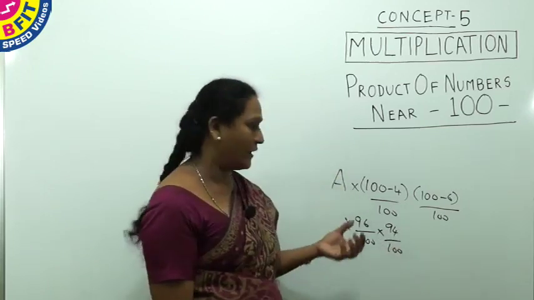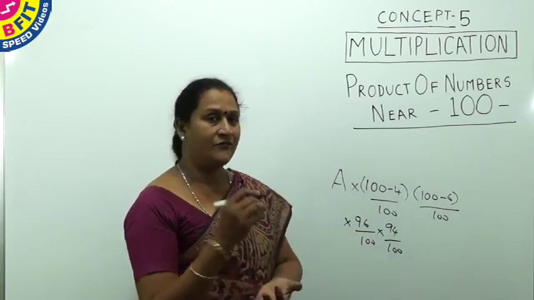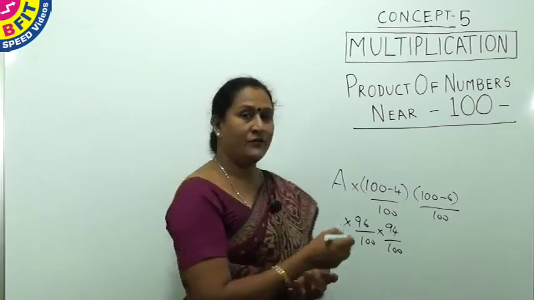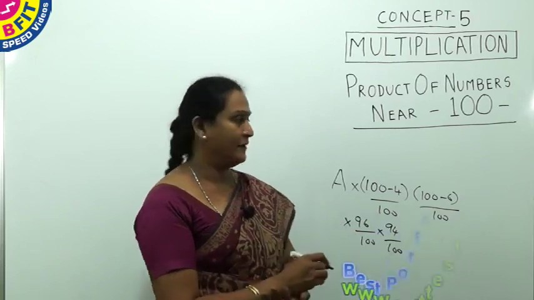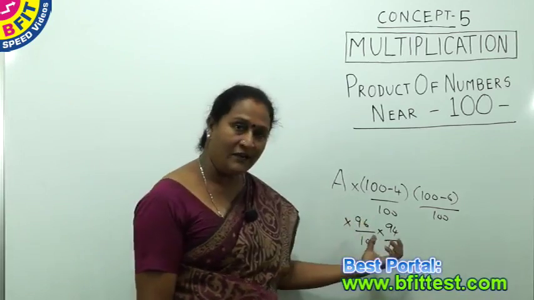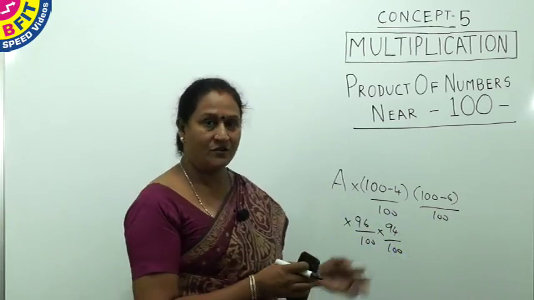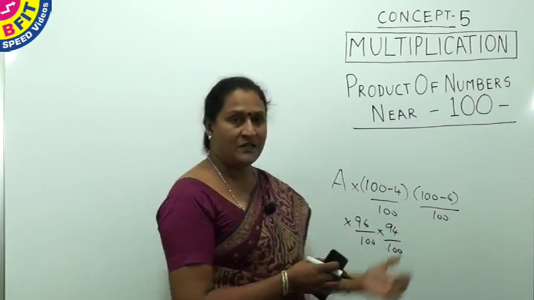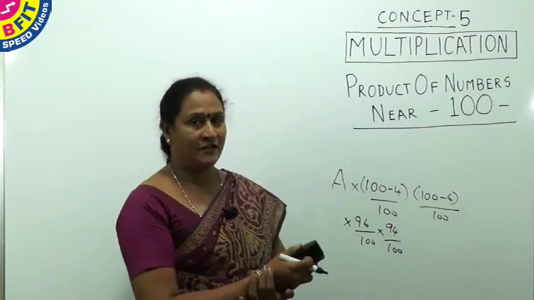Now how to find the product of these numbers which are nearing 100 and less than 100? First we will discuss the numbers which are less than 100. We'll find this product using the base method of 100. Easily we can find this product and multiply whatever the value is given, whether it is 25,000 or 50,000, with this product. So we get the depreciated value after 2 or 3 years.